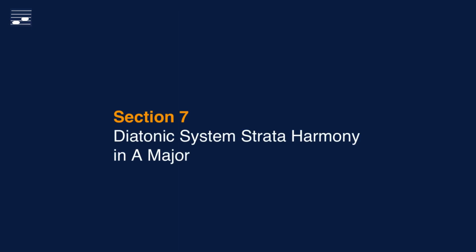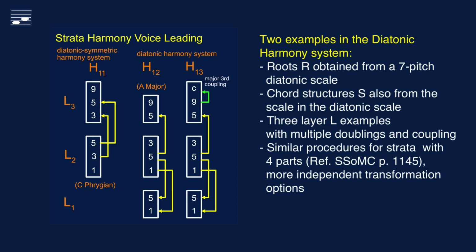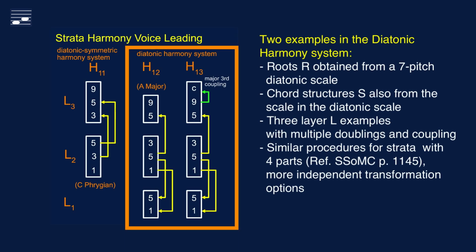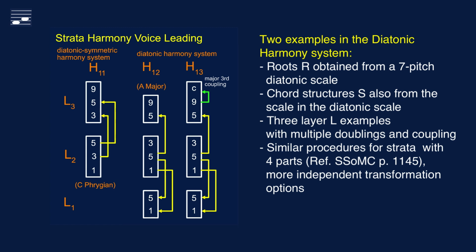Let's conclude with two strata harmony examples in the diatonic harmony system. Now both roots and chord structures originate from the same 7-pitch diatonic scale, here A major. The three layers yield fairly dense settings. When applying the same doubling approach to an initial 4-part layer, the number of options for obtaining independent transformations increases even further.